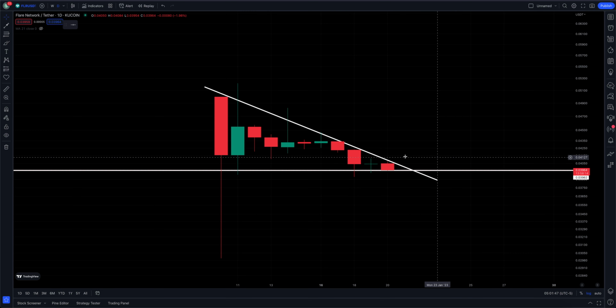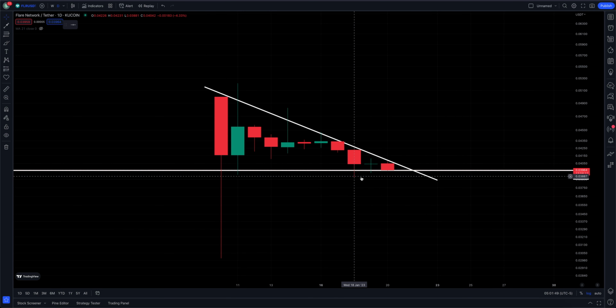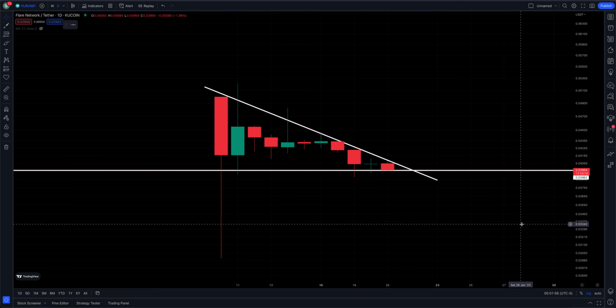Like I said, we have been accumulating some Flare right in and around where we've been trading for the past couple days. So currently, Flare is at 3.9, so just under that 4-cent range.